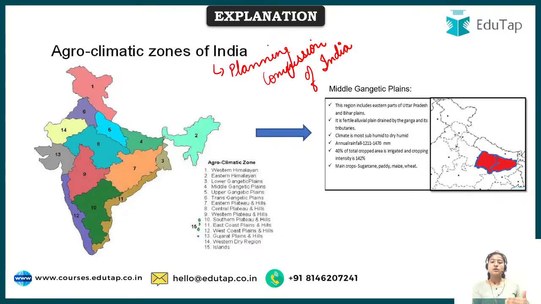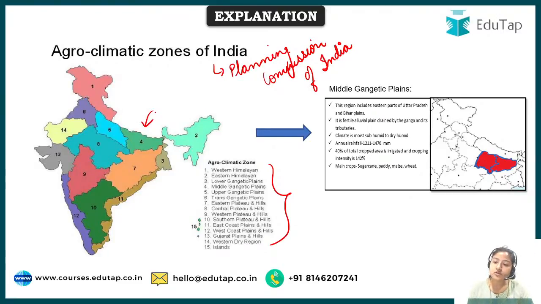This particular classification, in which there are 15 agroclimatic zones, as you can see here, was given by the Planning Commission of India. ICAR has given its own classification. In this 15 we have sub-classification also, and ICAR has characterized it into 127 zones. Currently we are looking at the Planning Commission of India and the division it has made. As our question said, it was about the middle Gangetic Plain, and here you can look at the fourth zone, that is our middle Gangetic Plain.